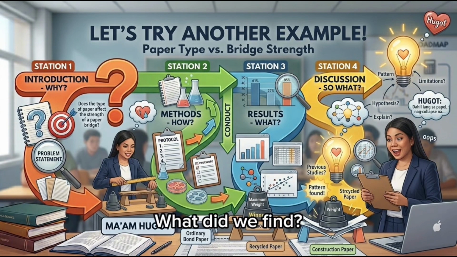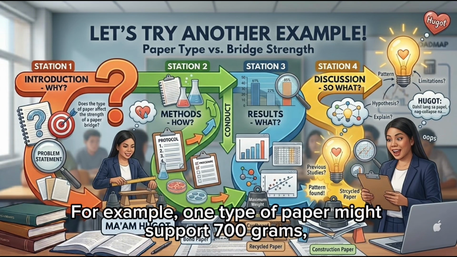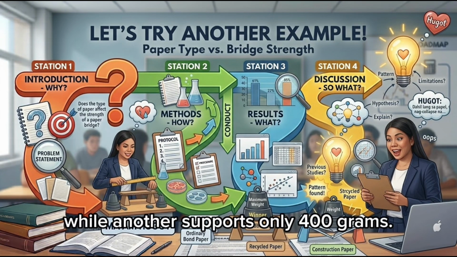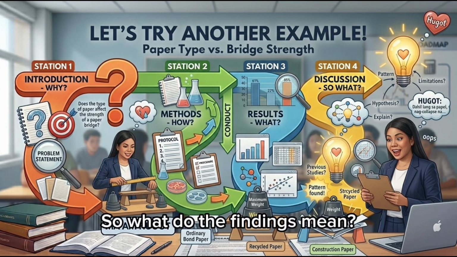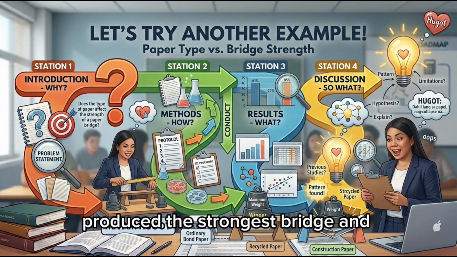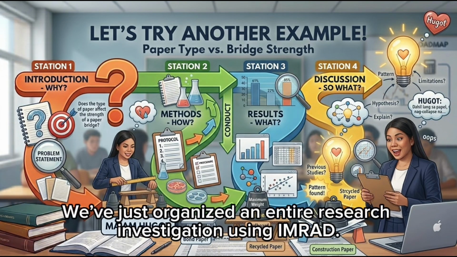Results. What did we find? We record and compare the amount of weight supported by each bridge. For example, one type of paper might support 700 grams, while another supports only 400 grams. Discussion. So what do the findings mean? We explain which type of paper produced the strongest bridge and discuss possible reasons for the difference. And there you have it. We've just organized an entire research investigation using IMRAD.